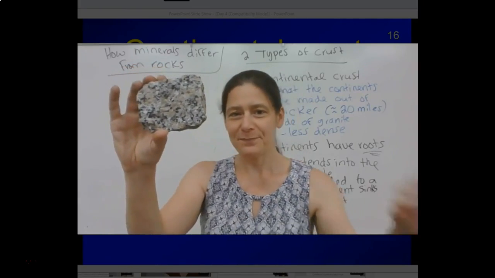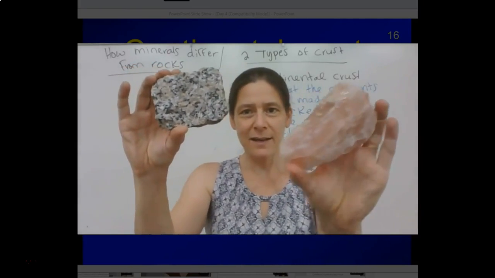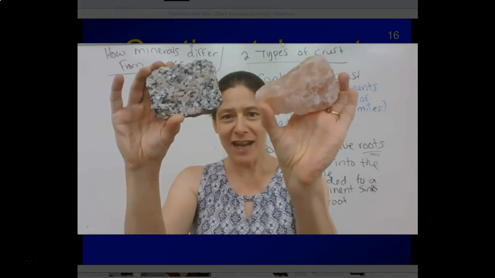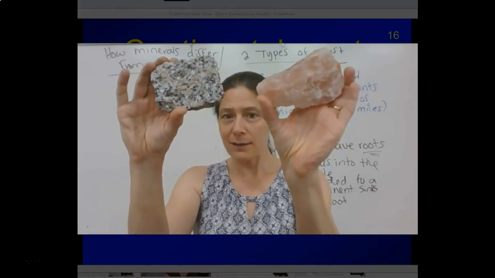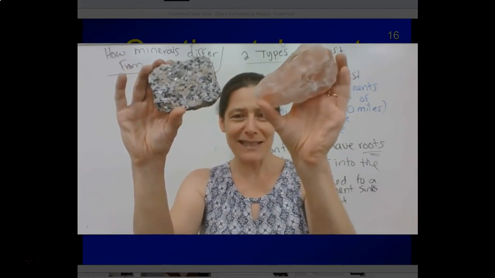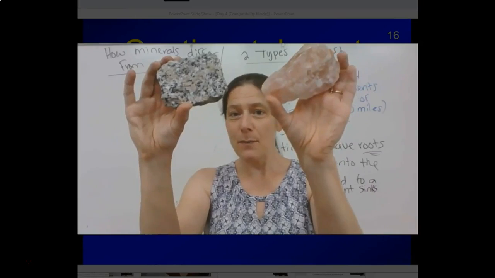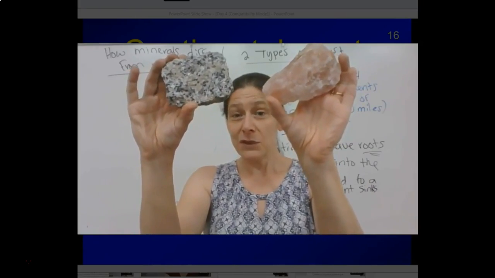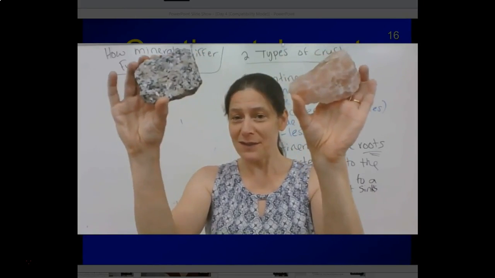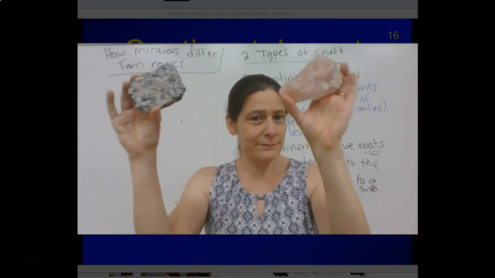Okay, let me grab this one. So this one right here, shiny, sparkly pink. Is that a shiny, sparkly pink rock? Or is that a shiny, sparkly, it's maybe not that shiny, but anyways, is this a pink rock or is it a pink mineral? Do they look the same? Are they both rocks? Are they both minerals? Is one a rock, one a mineral?